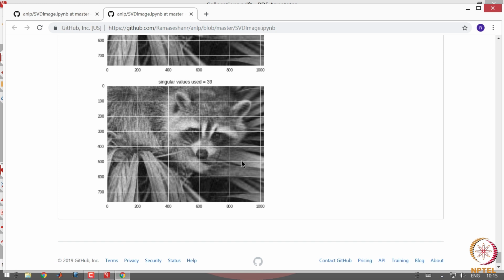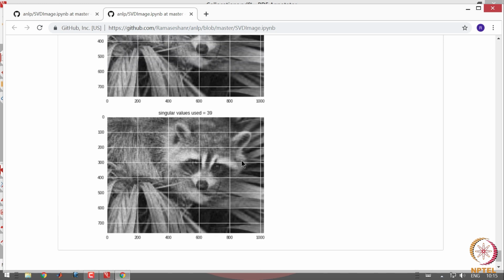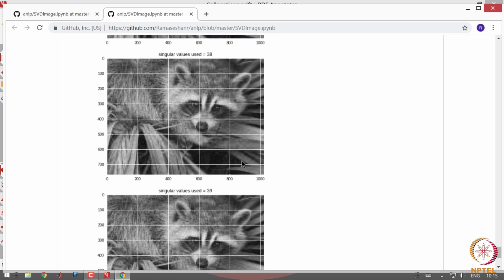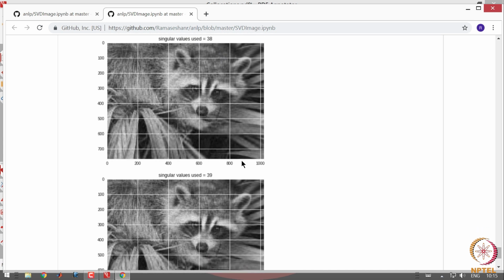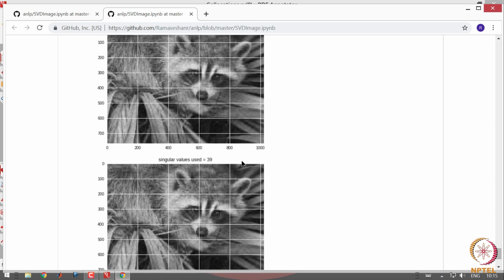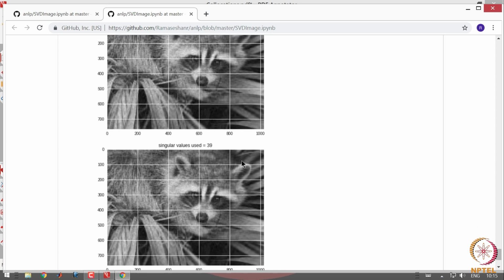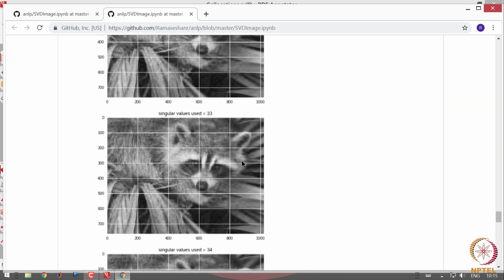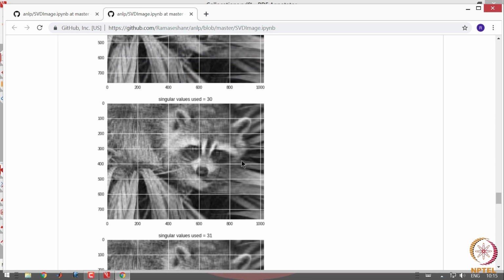Even the grass that you see here is clear, the hair patterns are somewhat clear, the eyes are clear, even the lights in the eyes are very clearly shown, and so on. So, what is happening inside this? Okay.